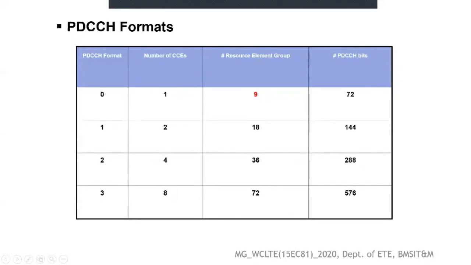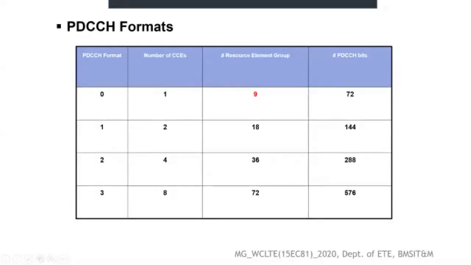Like that, if I use PDCCH format 1, the number of control channel elements will be 2. With that, the number of resource element groups will be 18. So 18 into 4 is 72, and into 2 bits, I will get 144 bits. Like that, for other formats, a different number of control channel elements will be there, and a different number of resource element groups will be there, and a different number of bits is required to convey that information.